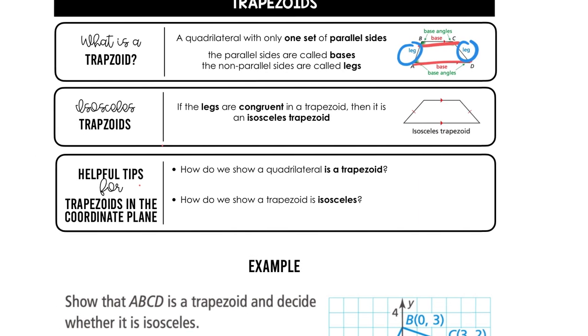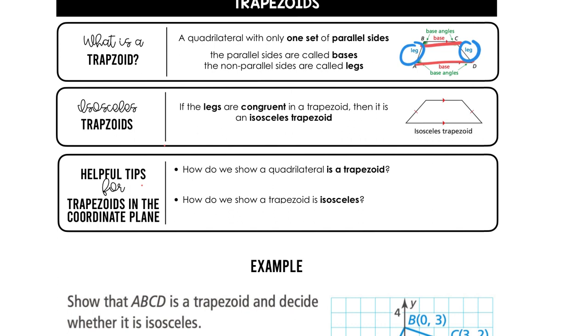And then in an isosceles triangle, the non-parallel sides are congruent. Or sorry, an isosceles trapezoid. We're familiar with isosceles triangles. In an isosceles trapezoid, these two non-parallel sides are congruent to each other.